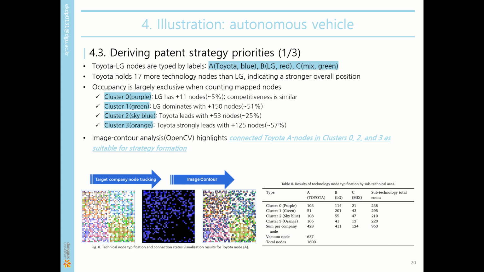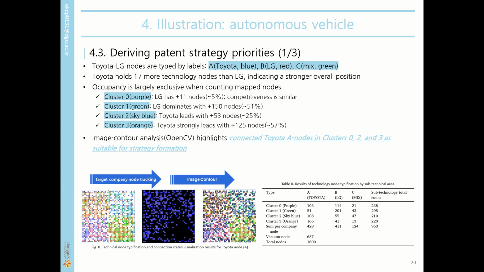Here, this study tags nodes by firm and visualizes their positions. Toyota-only nodes are labeled A and colored blue. LG-only nodes are labeled B and colored red. And mixed nodes are labeled C and colored green. Overall, Toyota holds 17 more technology nodes than LG, indicating a stronger position. Occupancy is largely exclusive when counted by firm.